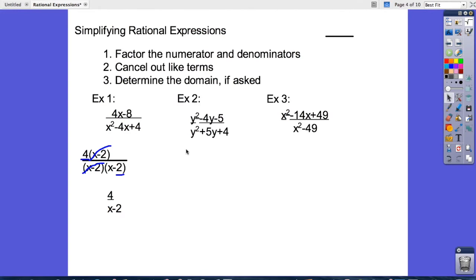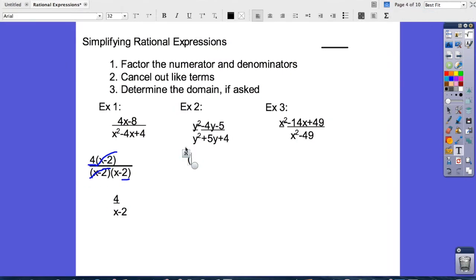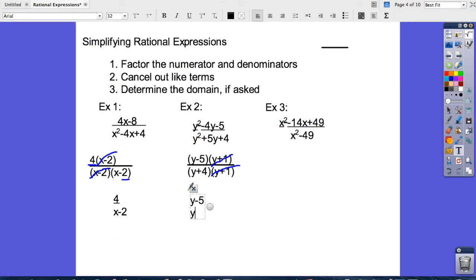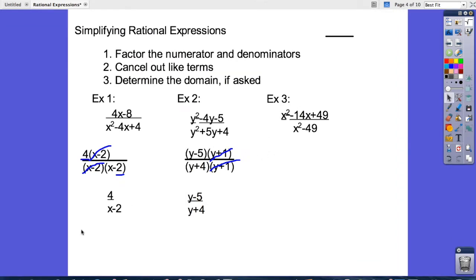So let's look at example 2. Again, it's the same exact idea. We're going to factor each one, so that's y minus 5 and y plus 1, all divided by y plus 4 times y plus 1. And you'll notice again that we can cancel things out, so that's what we'll do. We're going to cancel out y plus 1, and your final answer is y minus 5 divided by y plus 4, and that's your answer.